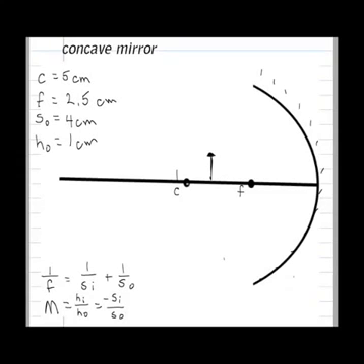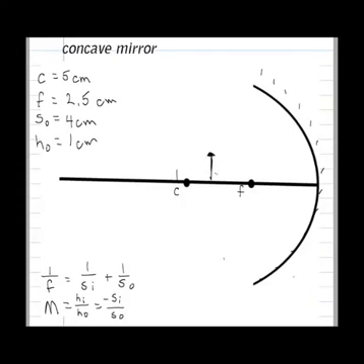We have this C here, which is the center of curvature of the mirror. If I completed the circle, that would be the center. So the distance from the center to the mirror surface is the radius. Halfway between that point is the focal length with our F here, and that is also the focal point where all rays of light that come parallel to the optical axis will reflect through the focal point.